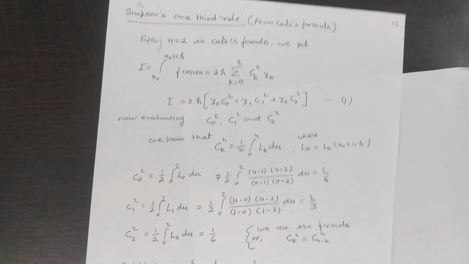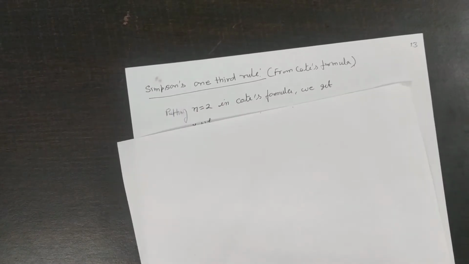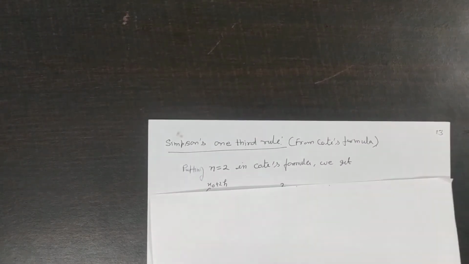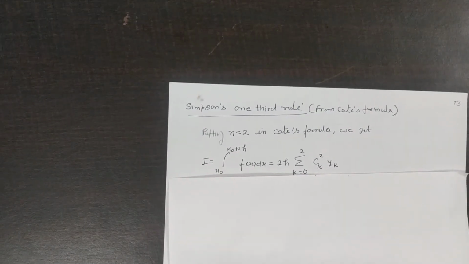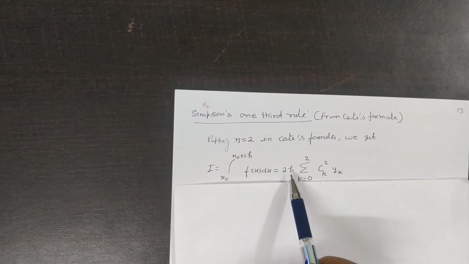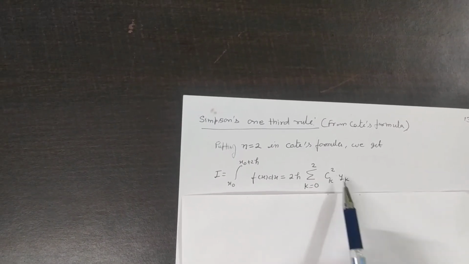Similarly, from the trapezoidal rule the next one we can obtain is Simpson's 1/3 rule, from the Cotes formula. Now putting n equal to 2 in the Cotes formula, we get the integral from x0 to x0 plus 2h of f of x dx equals 2h times the sum. In place of n you substitute n equal to 2, with k from 0 to 2 of C_k^2 y_k.